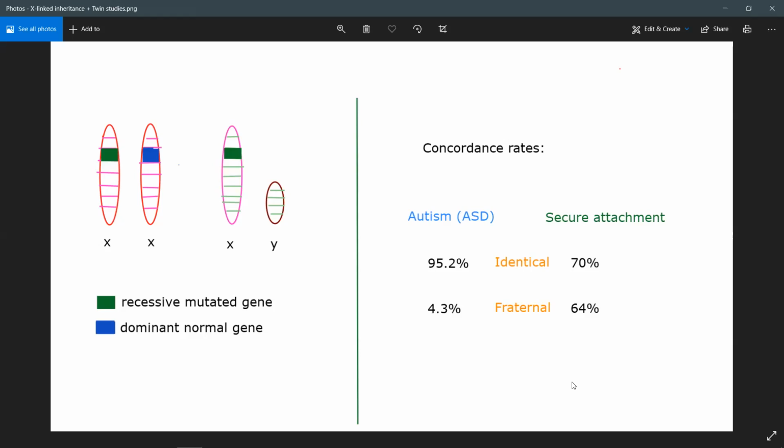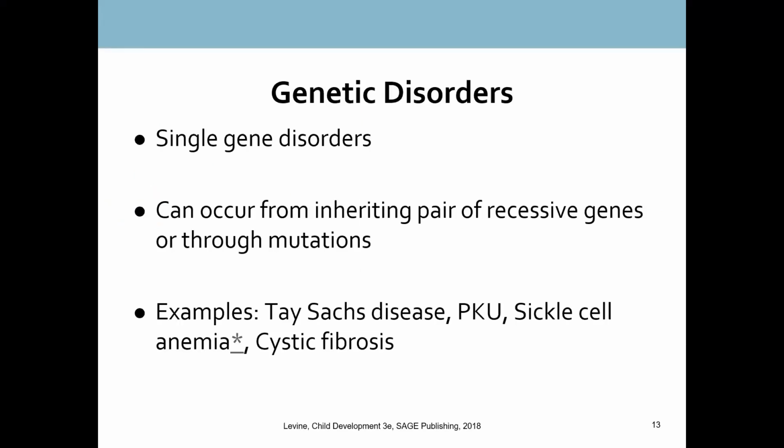Let me go back to the PowerPoint. Where is it? Here it is. Okay, so those are single gene disorders. X-linked inheritance is a special case occurring only on that 23rd pair, and it mainly affects males.